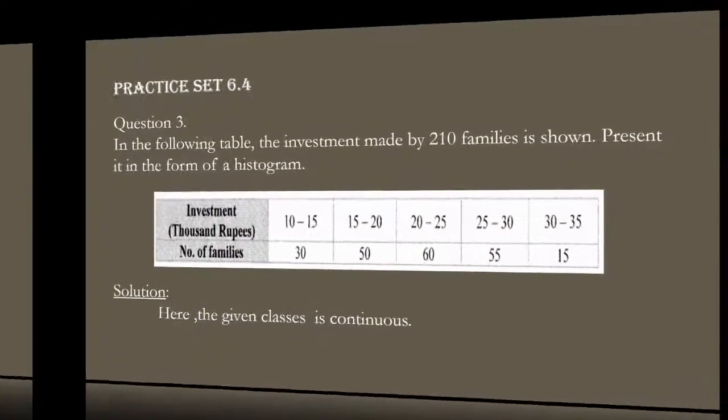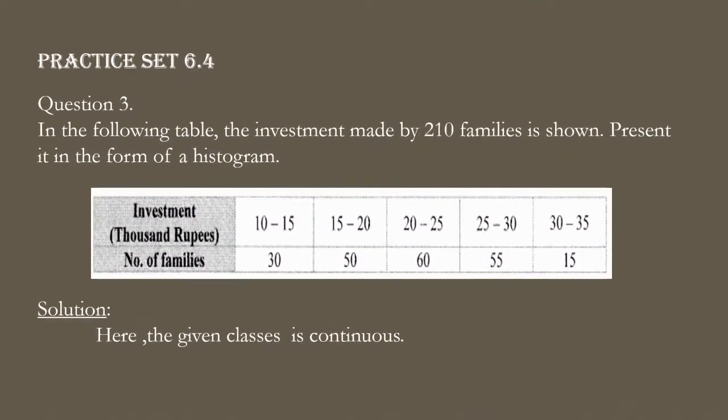Question number 3. In the following table, the investment made by 210 families is shown. Present it in the form of a histogram. Here the classes and frequencies are given. And solution: here the given classes are continuous.